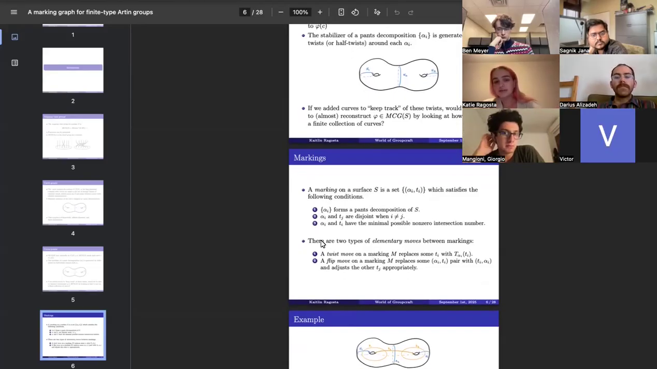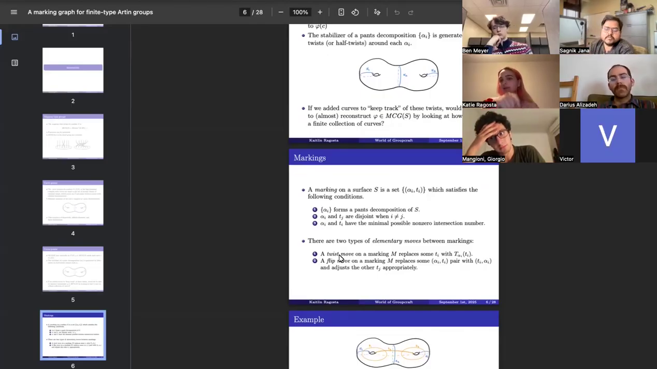Masur and Minsky also defined two different moves between markings. So there's a twist move, which takes one of these tracker curves t_i and replaces it with its image under a Dehn twist about the corresponding pants decomposition curve. So it says this t_i's job is to keep track of Dehn twists. I'm going to do a Dehn twist and replace it with its image.